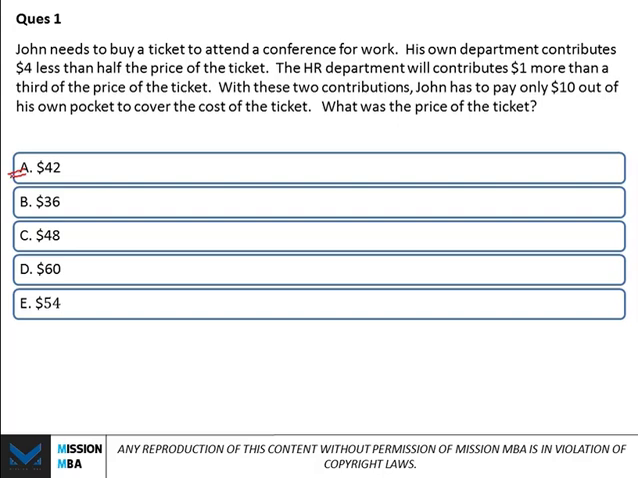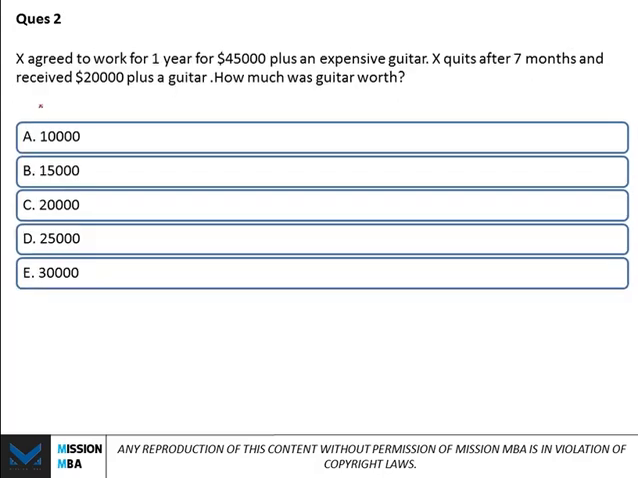Let's try one more question and the things will become more clear. So X agreed to work for 1 year for 45,000 plus an expensive guitar. X quits after 7 months and receives 20,000 plus the guitar. How much was the guitar worth? Now, options 10, 15, 20, 25, 30K. Alright, so here GMAT has already done it for us. He has already placed the option choices in increasing order. Start with the center one, 20.